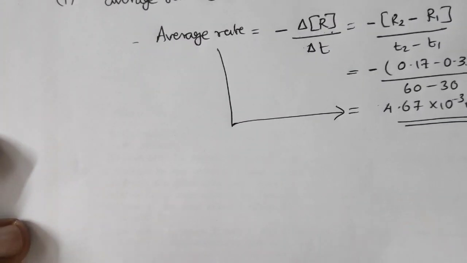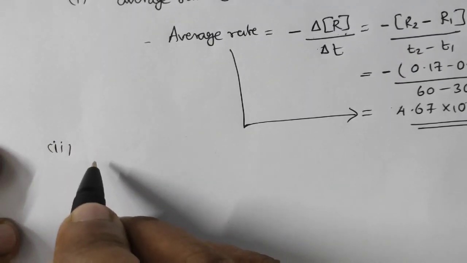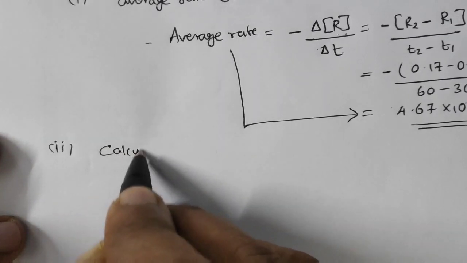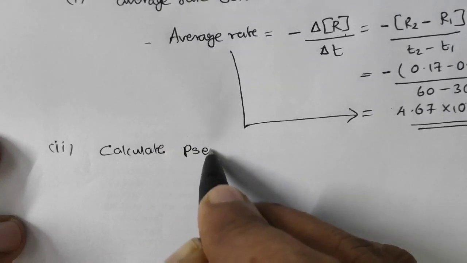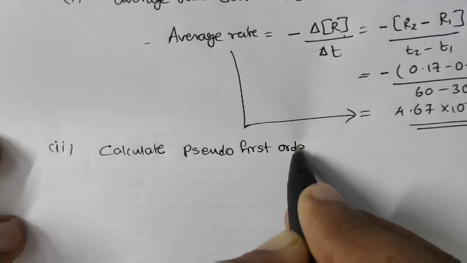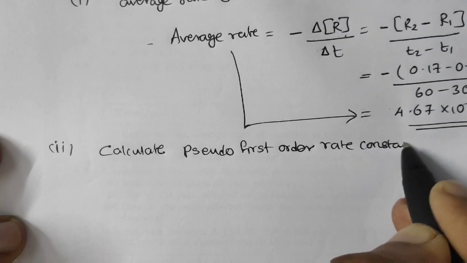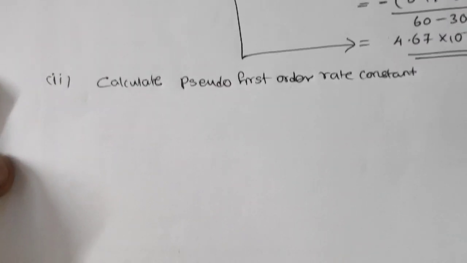Now the second question asked here in your textbook is: calculate the pseudo first order rate constant. Clear? Right? So the first order rate constant.